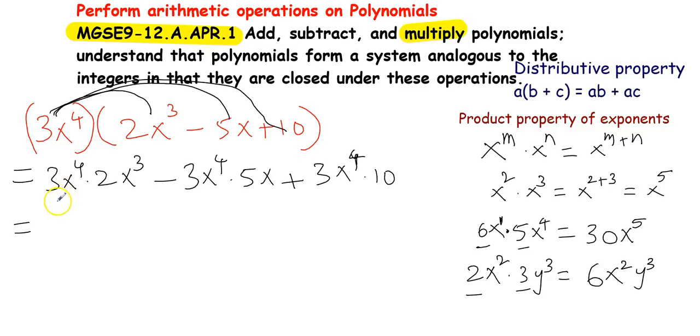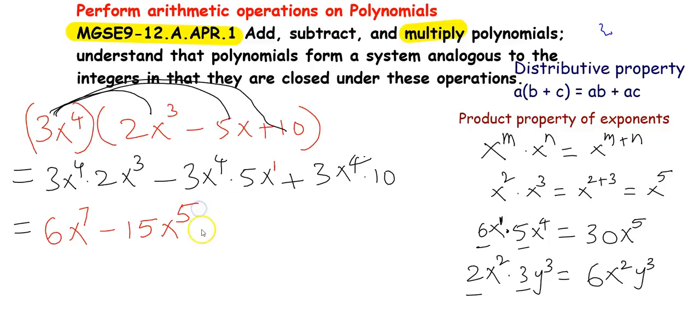So what is 3x to the 4th power times 2x cube? Multiply the numerical coefficients: 3 times 2, that is 6. x to the 4th power times x cube: 4 plus 3 is 7. So I'll write 6x to the 7th power minus 3 times 5, that is 15. What do you have here? x to the 4th power and x by itself, so it is 1. So 4 plus 1 gives me 5. 15x to the 5th power.